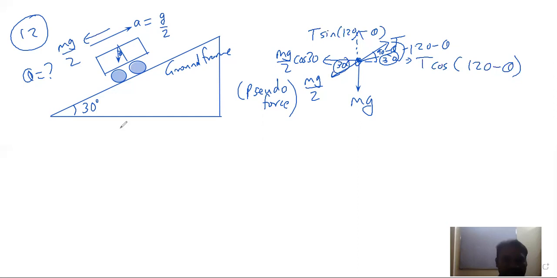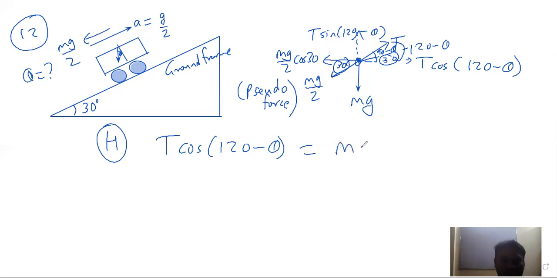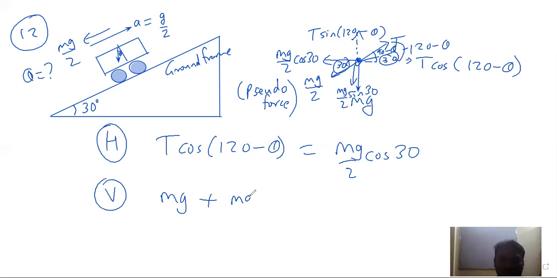So here what will be the Newton's law equation in horizontal. T cos of 120 minus theta will come out to be, in this case, mg by 2 cos 30. This is the horizontal Newton's law equation. The vertical Newton's law equation will be mg plus component of this mg by 2, which is mg by 2 sine 30. So mg plus mg by 2 sine 30 will be equal to T sine of 120 minus theta.